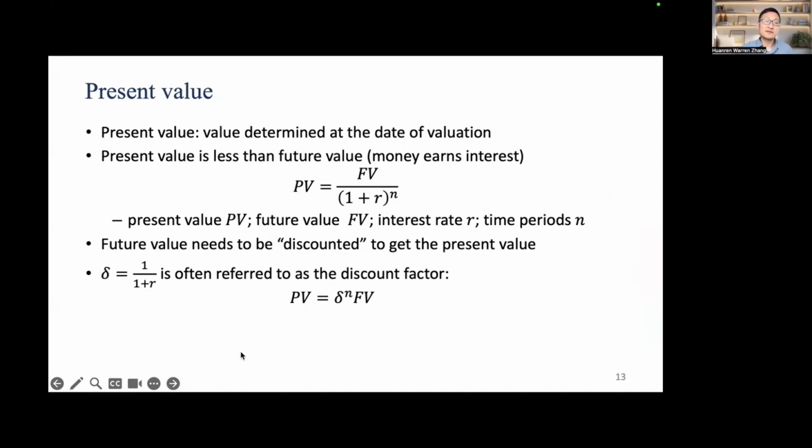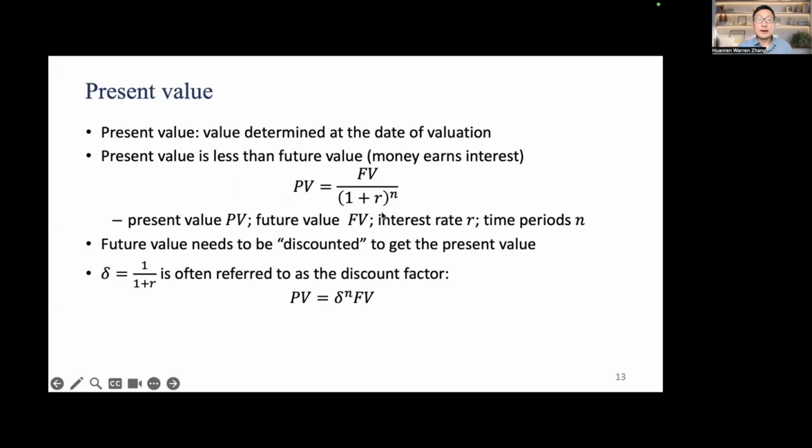Just back to the idea of interest rate. So here we can write this 1 over 1 plus r as delta. Right? So delta here is the inverse of 1 plus r. It is often referred to as the discount factor, meaning how the future value will be discounted to get the present value. Right? So r is the interest rate.